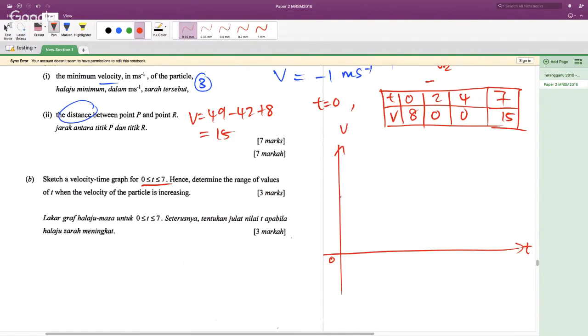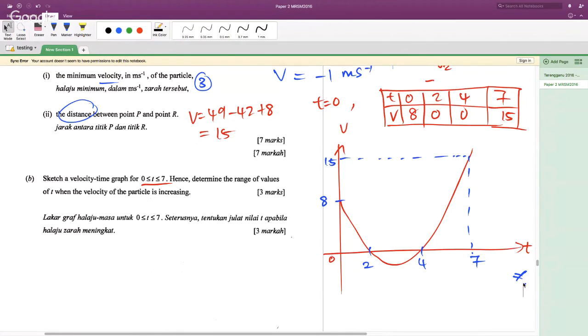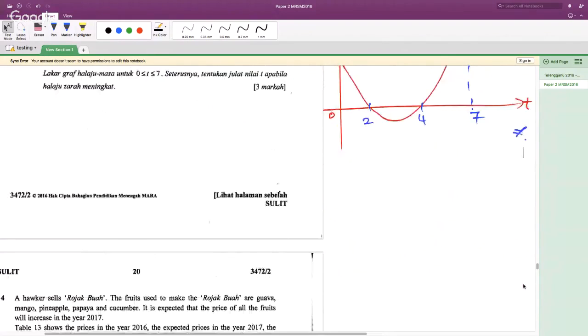Okay, we should get something that looks like this. So this one should be 8, and then this one should be 15. And then this one should be 2, this one should be 4, and this one should be 7. Done. 3 marks. All right, you just need to understand the diagram and everything, then you should be able to do this one very quickly. And we go to the last one, index number.